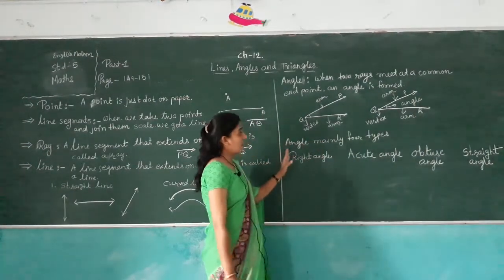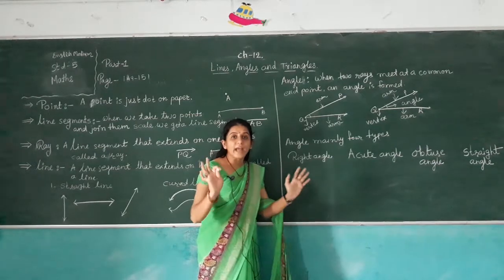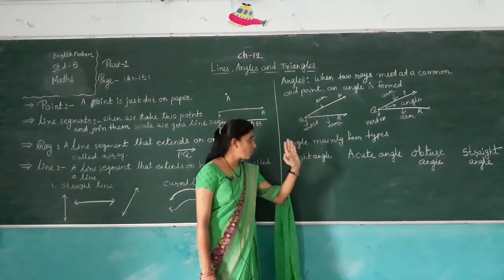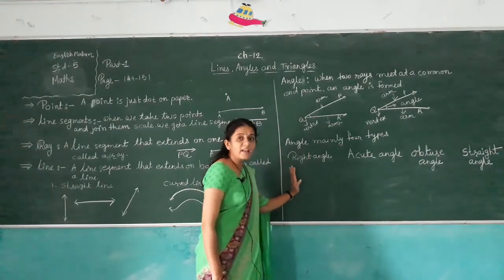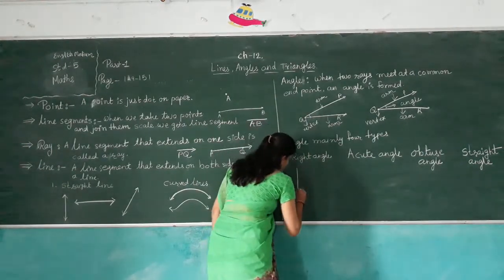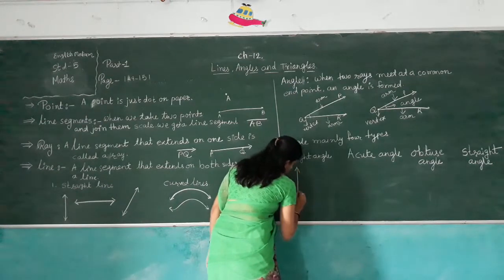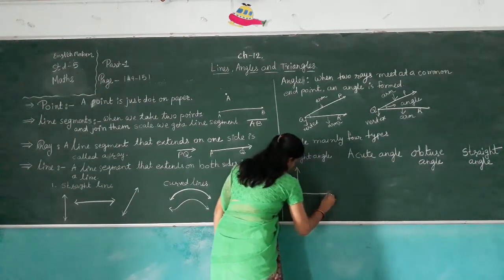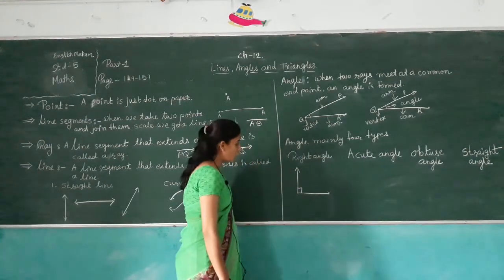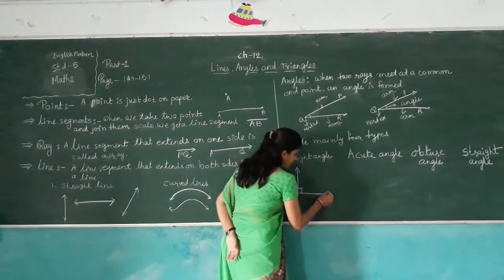Here, in angle, mainly four types of angles. In angle, how many types? Mainly four types of angle. Right angle. What is the right angle? Two vertical lines join and make an angle.